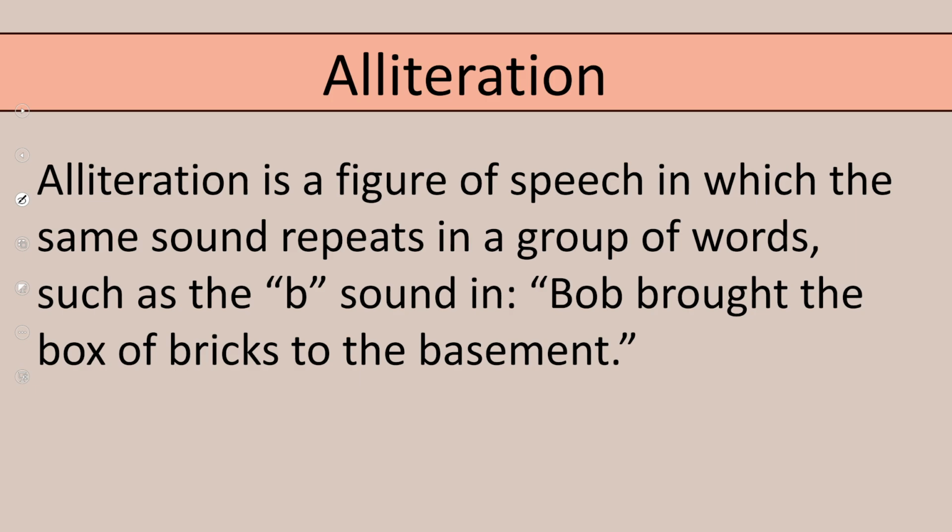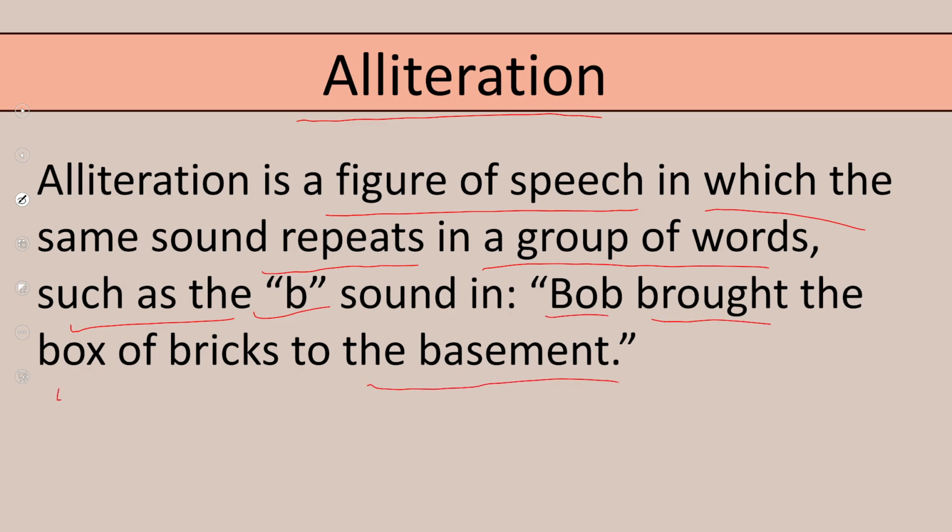First, let's start with alliteration, and alliteration is a figure of speech also, and it's also a literary or poetic device. So they work both ways, in which the same sound repeats in a group of words, such as the B sound. For example, we have the sentence, Bob brought the box of bricks to the basement. Now, what is the definition of alliteration? The same sound repeats, right? Same sound is repeating. What sound is repeating here? The B sound. Bob brought the box of bricks to the basement.